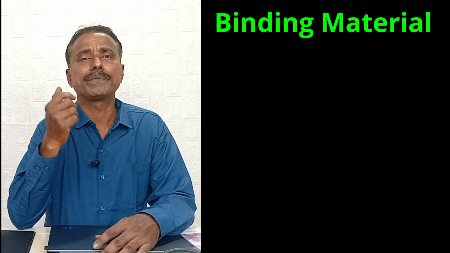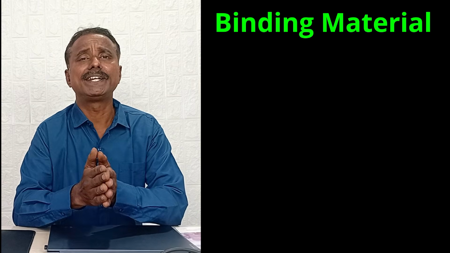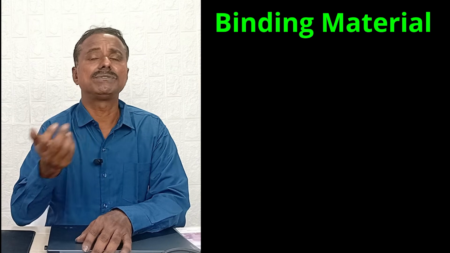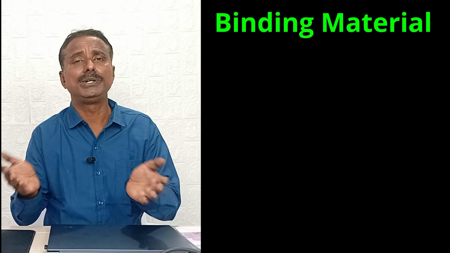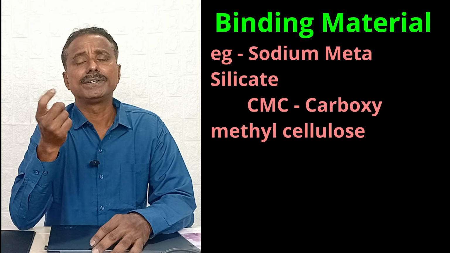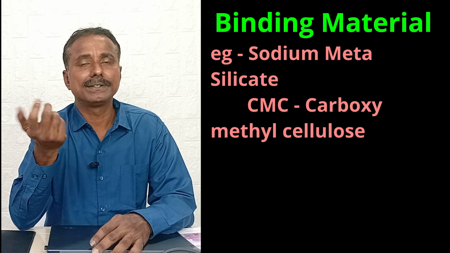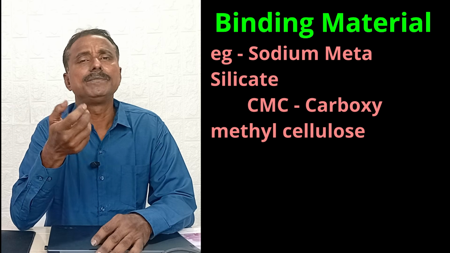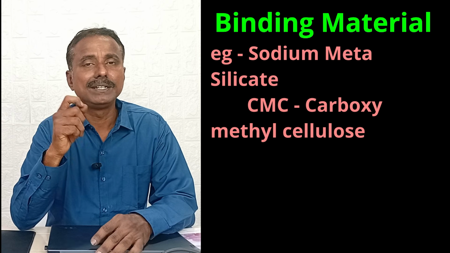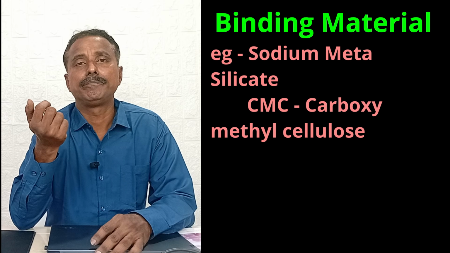Binding materials in dishwash bar formulation: the role of a binding material is unavoidable. We are converting solid materials into a bar. Generally, in dishwash bar formulation, sodium silicate is used as a binder, cheap and effective. CMC, carboxymethyl cellulose, we can also use. Starch is also a binding material.